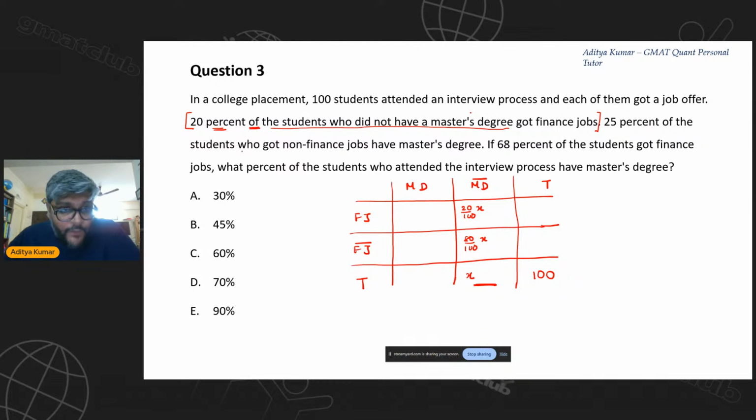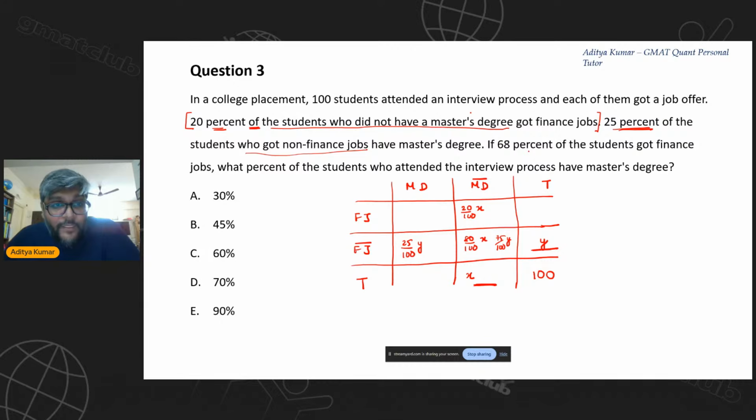25% of the students who got non-finance jobs. What am I taking the percentage of? Students who got non-finance jobs. That is this. I'm going to call that Y. 25% of the students who got non-finance jobs have a master's degree. So this is 25 by 100 Y. This would be 75 by 100 Y. Doesn't matter. At this point, I'm working with my table.